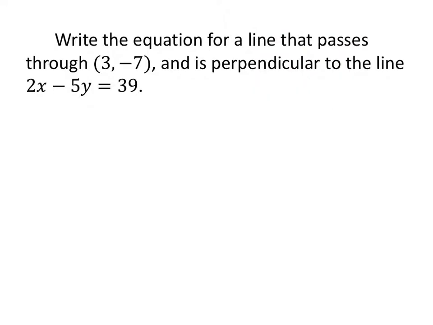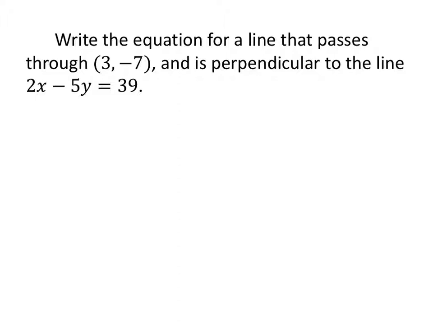This problem is similar to the previous problem, only we are to find a perpendicular line. So that means we have to take the given line and figure out what the slope is. And for a perpendicular line, we need the negative reciprocal of that slope. That is what we'll use in our new line. So let's go ahead and do that.